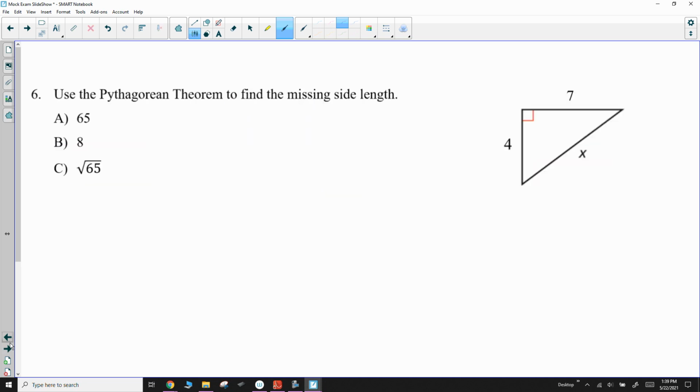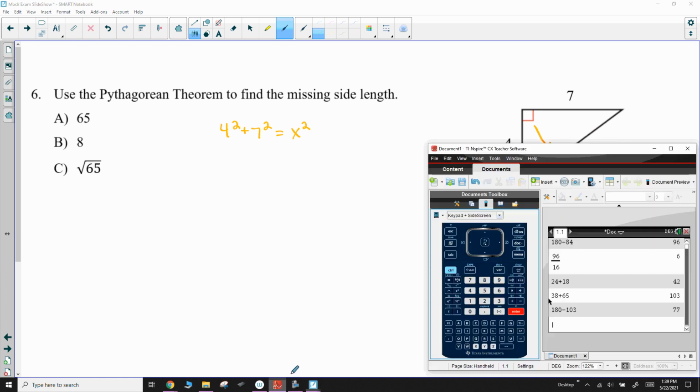And there we go. Use the Pythagorean theorem to find the missing length. Pro tip, anytime we've got a right triangle, we're going to start out by drawing that arrow from the angle to the side opposite and labeling it the hypotenuse. So if I'm using the Pythagorean theorem, I'm going to do the two sides that are not the hypotenuse. I'm going to square each of them and add them together and set them equal to the hypotenuse squared. So 4 squared plus 7 squared, I'm going to take this directly to my calculator.